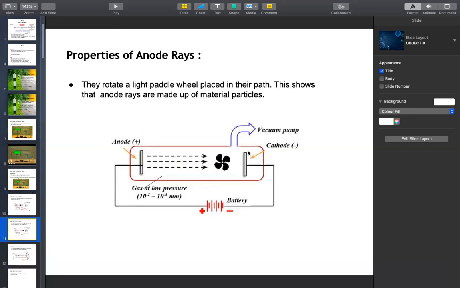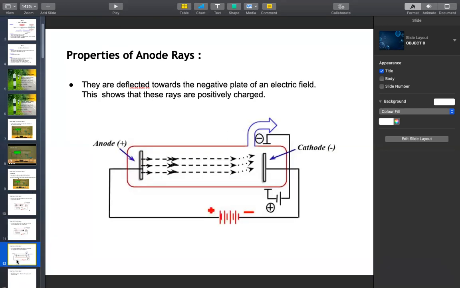You can see the paddle thing. Vacuum pump is there to decrease the pressure. Paddle started rotating when the anode ray strikes the paddle and reaches the cathode. Similarly, they are deflected towards the negative plate of the electric field. This shows that these rays are positively charged.